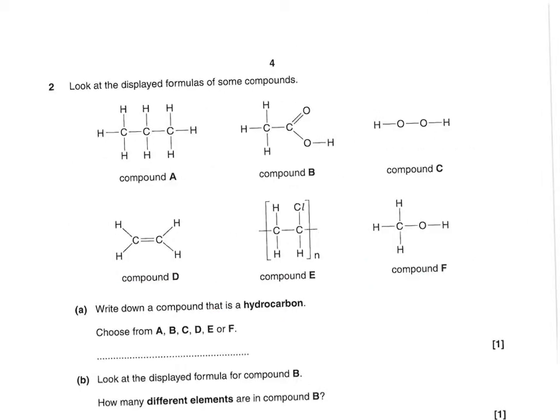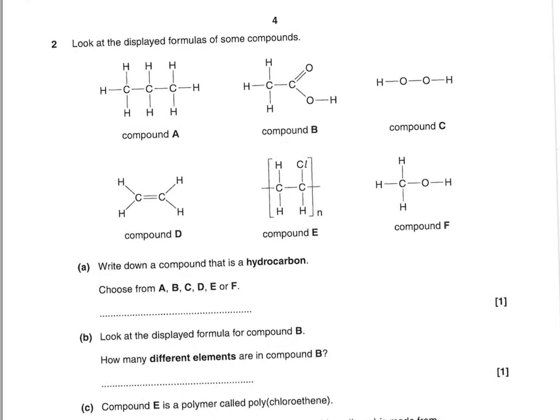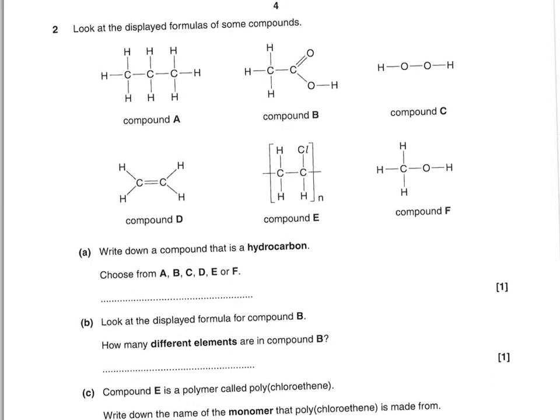So, next question, looking at a few formulae. So, look at the displayed formulas of some compounds. Write down a compound that is a hydrocarbon. Remember, hydrocarbons are only made of hydrogen and carbon. So, you can either have A or D there, because all the others, compound B contains oxygen, compound C contains oxygen, compound F contains oxygen, and compound E contains chlorine. So, only things that contain only carbon and hydrogen, C or H, are hydrocarbons.